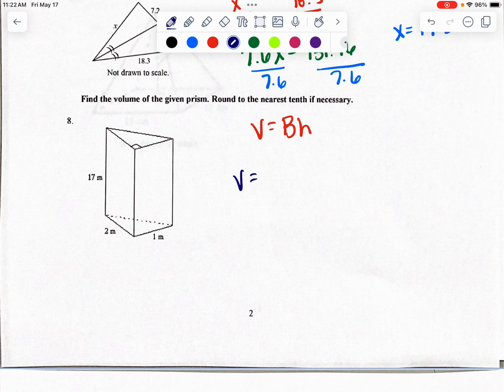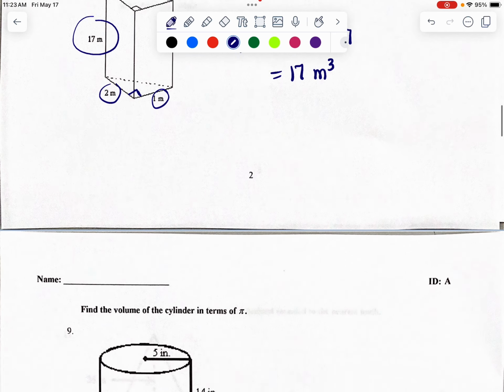So I'm going to do for the triangle, which is a right triangle, that means that this is the base and the height of the triangle itself, the two-dimensional figure. So it's going to be a half times 2 times 1. And the actual height of the prism is 17. So a half times 2 times 1 times 17 is 17 cubic meters, since we're doing volume.